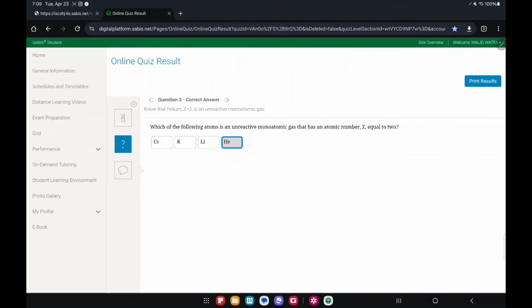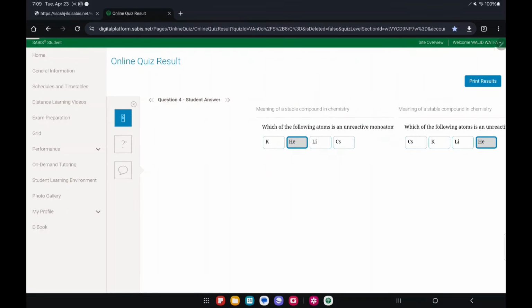Which of the following is an unreactive monatomic gas? Of course, again they're saying noble gas. Okay, and their atomic number is 2. Again, that's helium. If you look at helium, the atomic number is 2 and the mass number is 4. Question 3, 4.